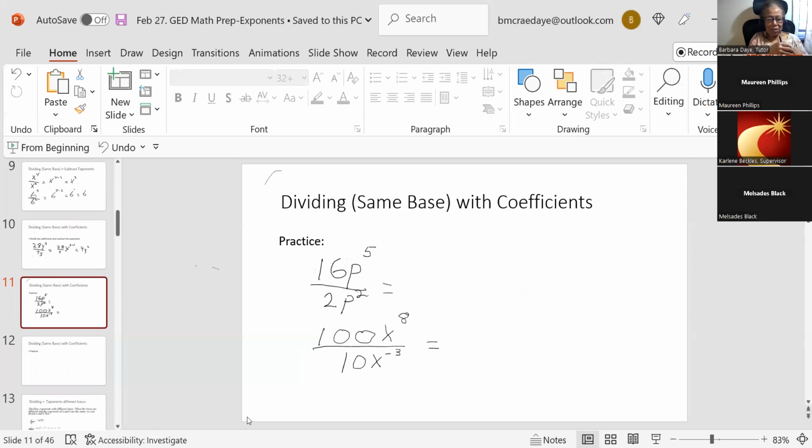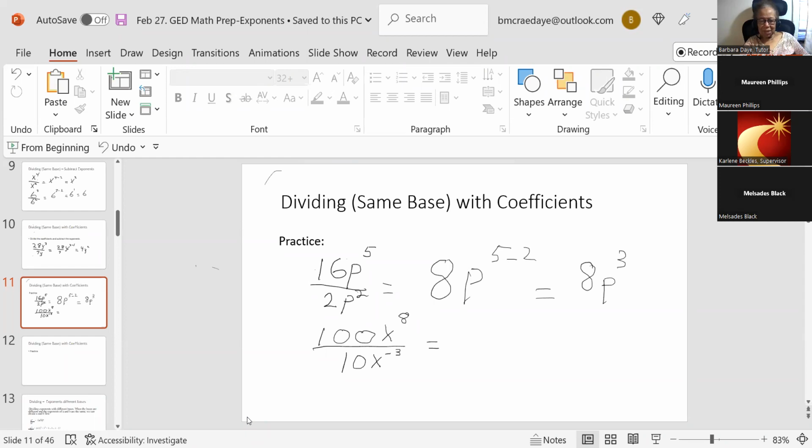Practice. I want you to do those and tell me the answers. Maureen, you want to tell me the answer to the first one? The answer is 8p to the 3. That's right. 16 over 2 is 8. P to the 5, and this is 5 minus 2. What's that equal to, Maureen? 2 from 5 is 3. It's just 8p to the power of 3. There we go.